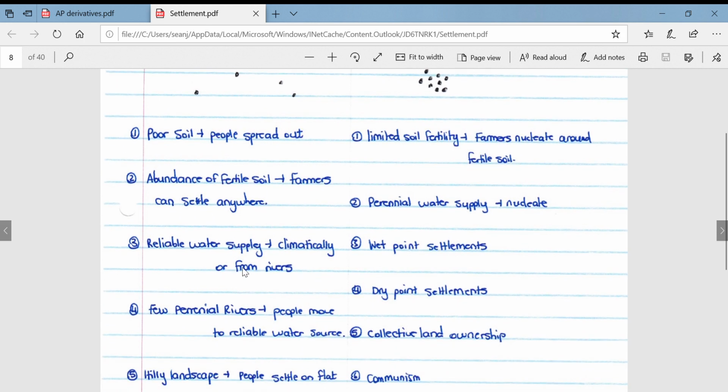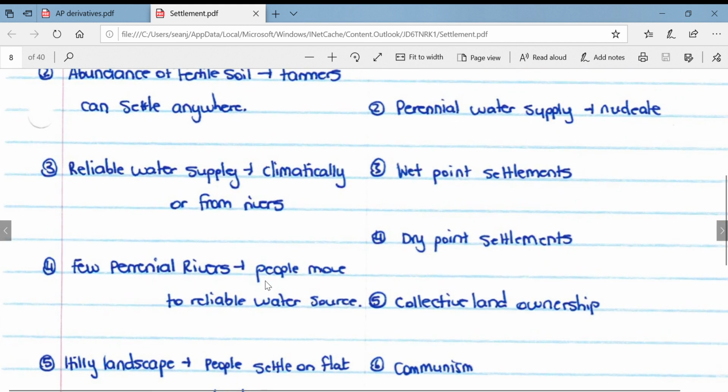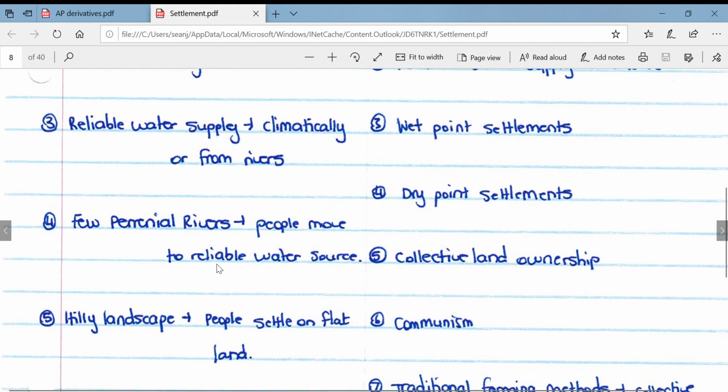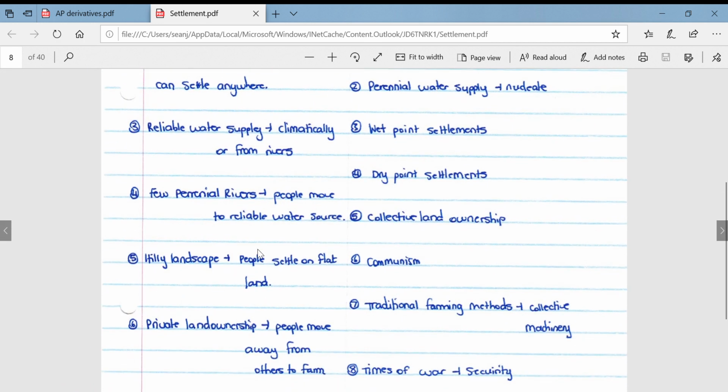Reliable water supply, climatically or from rivers, so they don't have to cluster around a central water source. They can spread out accordingly. Few perennial rivers. Of course, a perennial river is one that flows all year round. People move to more reliable water sources. A hilly landscape. This can promote people settling on flat land, on the little flat land that there is available, leading to them spreading out.